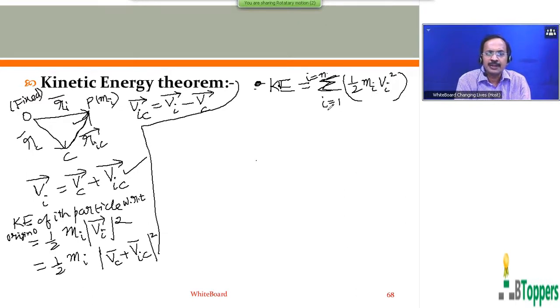Here I is equal to 1 for the first particle, I equal to 2 for the second particle. Sigma half mi vi square means we write it as half m1 v1 square plus half m2 v2 square plus half m3 v3 square, and so on up to half mn vn square. That's the meaning. So the constant factor 1 by 2 can be put outside the sigma symbol.